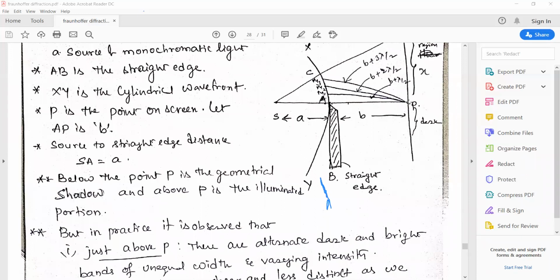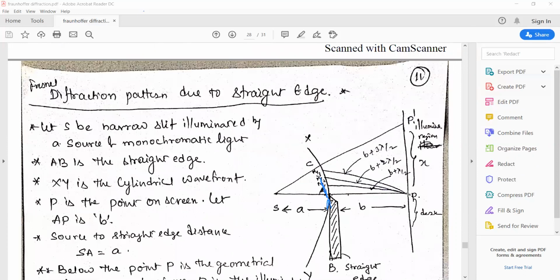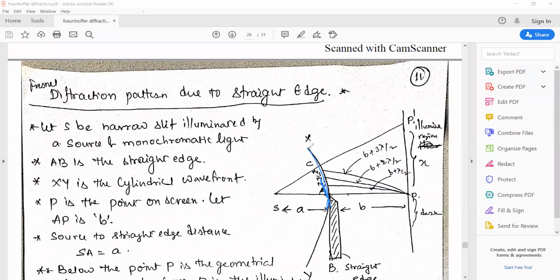To find the intensity, first we have to find the amplitude. To know the intensity at this point, we have to see how much light is getting exposed at this point P. If you see the XY wavefront, only the upper portion from A to X is exposed at this point P, and the A to Y portion is blocked by this obstacle. So there will be no light from A to Y, and you will only get light from the A to X wavefront at this point.